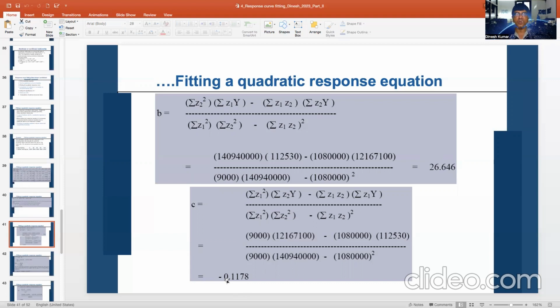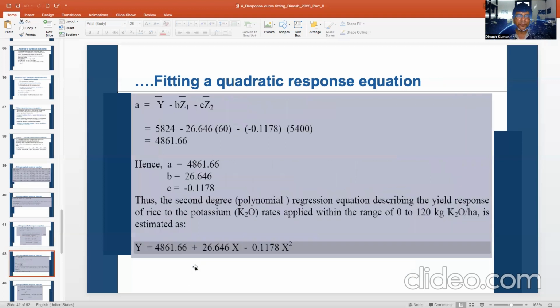So you can see here how to compute the value of B and C. At least you got some idea how to work out the value of B and C. Formulas are complicated. You need not remember all these, but the procedure, the steps, you should remember. So whenever required, you can take the formula from the book and solve your equation. So this is how we get the value of B and C.